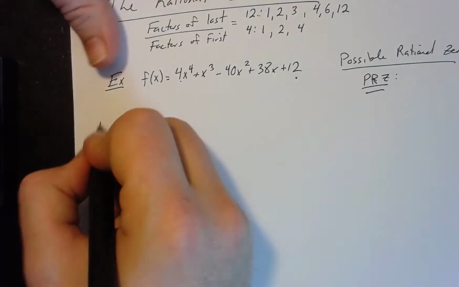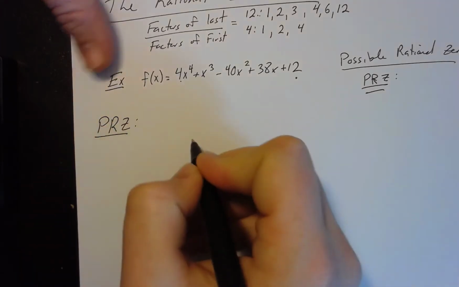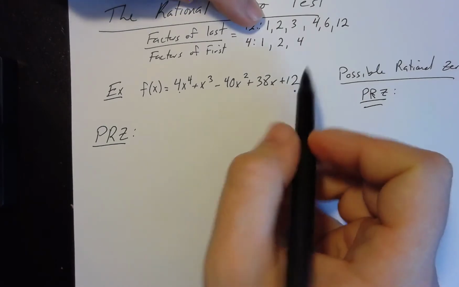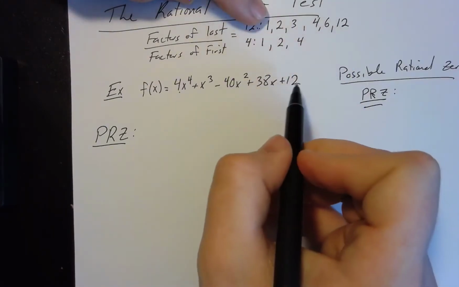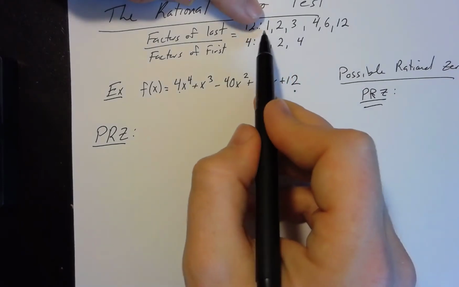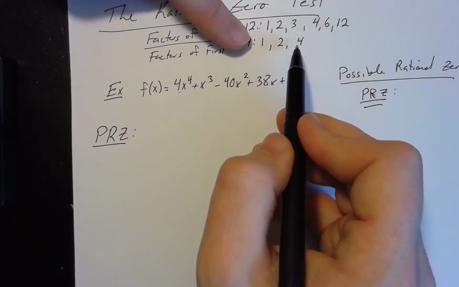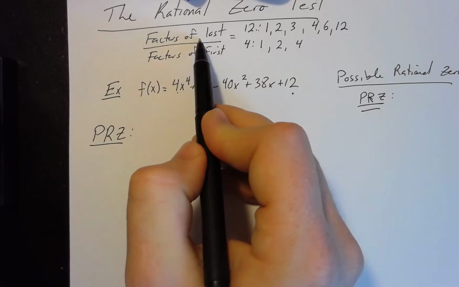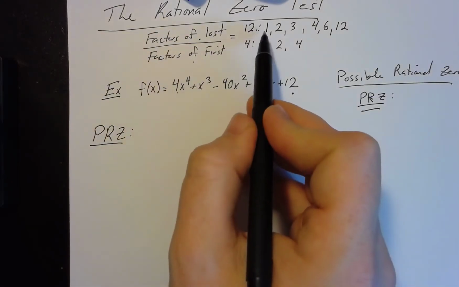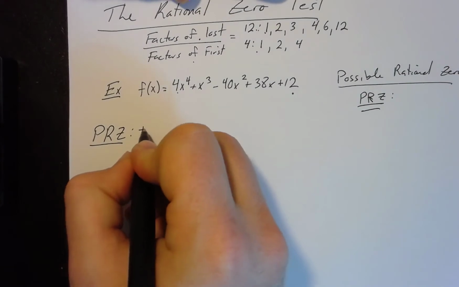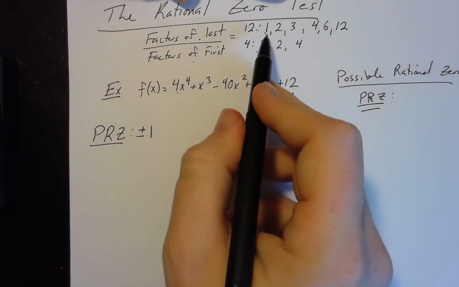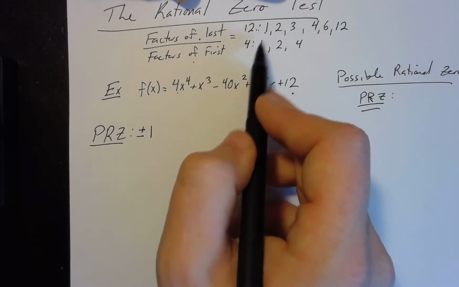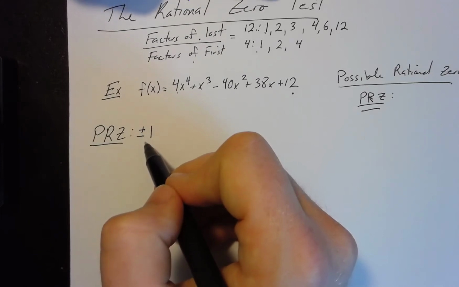Now, to find my PRZs, I can multiply 1 times 12 and get positive 12. But also note that I can multiply a negative 1 by a negative 12 and get a positive 12. So that means that every single one of these numbers here could be positive or negative. It doesn't matter what order I put them in. I just need to know that they're possible. Which means that if I'm going to take the factors of the last term and divide by the factors of the first term, I'm going to start with 1 and divide it by 1. So plus or minus 1. The reason is that with 1 divided by 1, this number could be positive or negative, and that number could be positive or negative, and they can cancel each other out to be positive, or not cancel each other out and be negative.